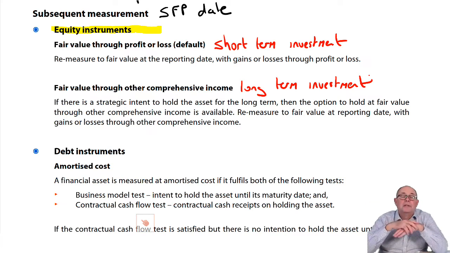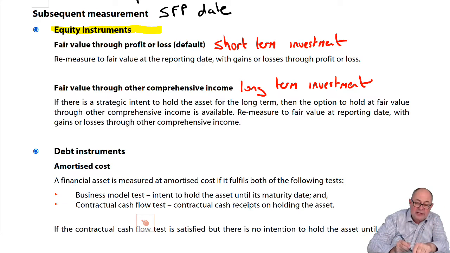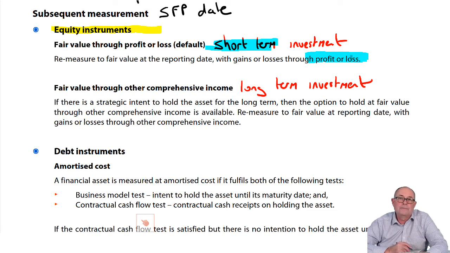Sometimes people buy the shares because they just want to see if they can make a profit or loss quite quickly. Perhaps the business is a stockbroking business itself. In that case, if it buys the shares for short-term gain or loss, then the shares are measured at fair value, they're remeasured every year, and gains or losses go to profit and loss.